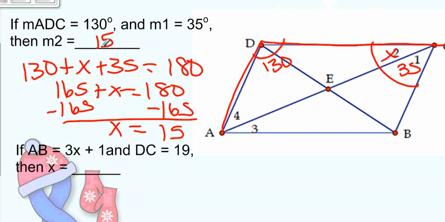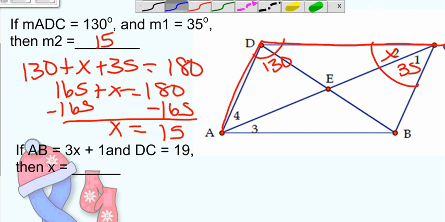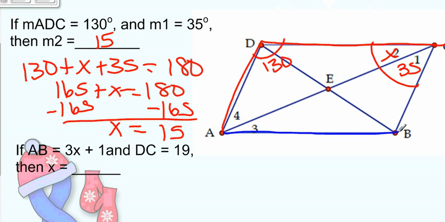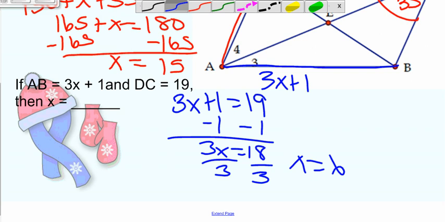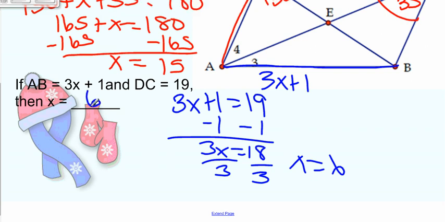If AB is 3x plus 1 and DC is 19, then please solve for x. So if I highlight AB, which is the bottom one down here, that's going to be 3x plus 1. And DC, which is the top line up here, is 19. So please find the value of x. So here, our value for our x would have been 6. If you need the work, it is over to the right.